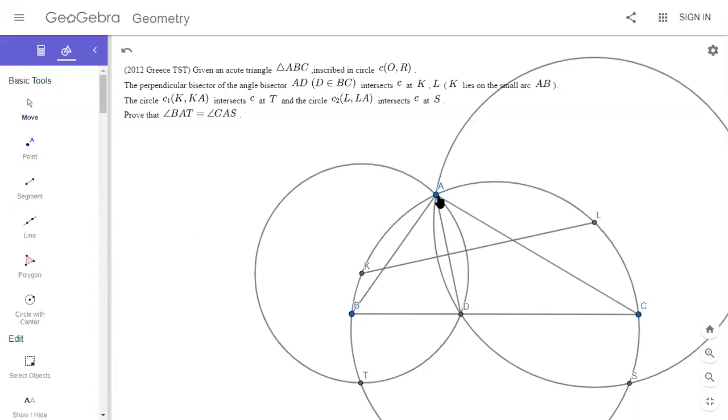So since LA is equal to LS, L is the midpoint of arc AS. So KL is the angle bisector of AKS. And we also know KL is the angle bisector of AKD. So that pretty much solves it.